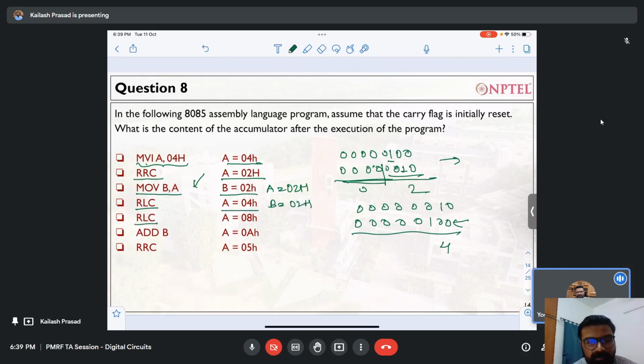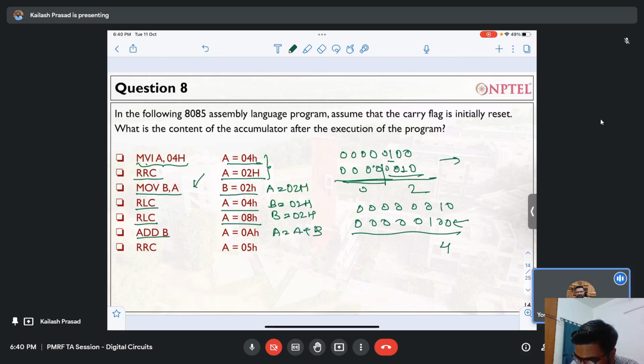You are again doing a left shift. Please note that a left shift operation is a multiply by 2 operation, while a right shift operation is a divide by 2 operation. You might have already seen this: when we did a right shift, the result went from 4 to 2, and when doing a left shift, the result goes from 2 to 4. So the next value will be 8, and A will become 8. After that, we are doing ADD B, which means A is equal to A plus B. Please note that the value of B over here is 02H.